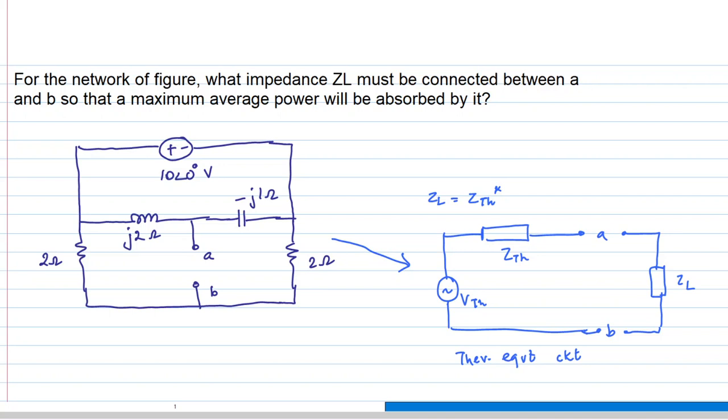Hi, let us solve this question from network analysis. For the network of the figure, what impedance ZL must be connected between A and B so that a maximum average power will be absorbed by it?